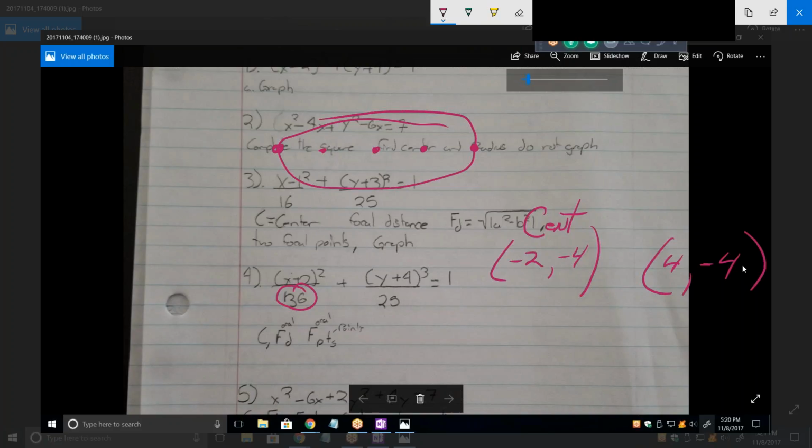And when you're looking at the minor vertex, which is B, in other words, the distance from the center to the minor vertex is B, the only thing that changes is the y coordinate. All three of these x coordinates are the same. Okay? All right, let's go on.